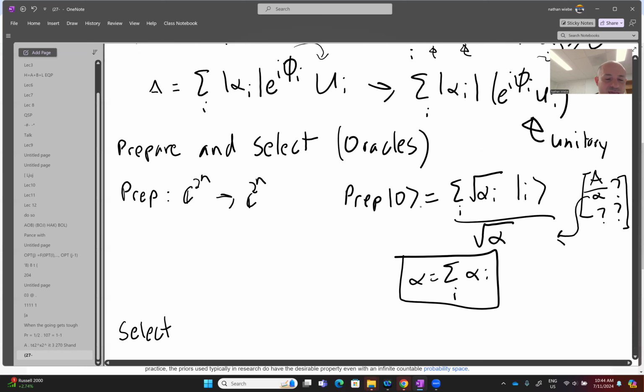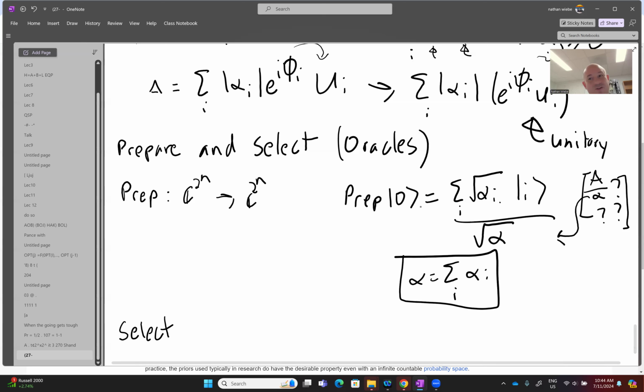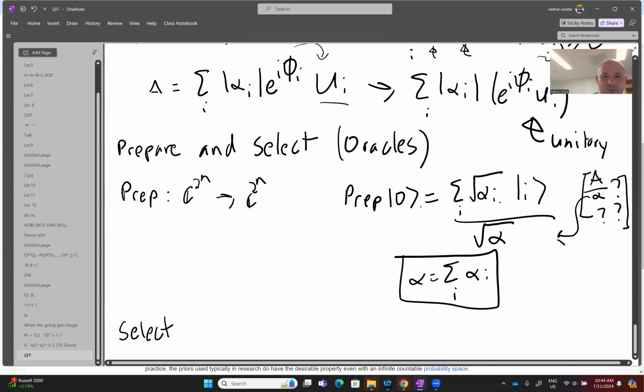Select is the second. It gives us a second piece of information. Prep gave us the information about the alpha i's. But in order to build the sum of unitaries, we need to also know the unitaries that we're adding together. So those unitaries are, of course, the U_i's.